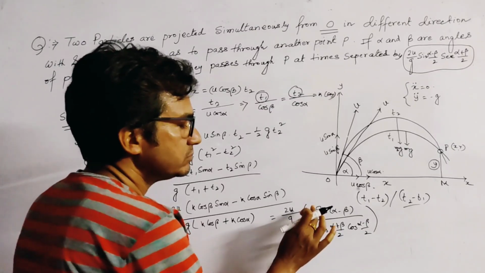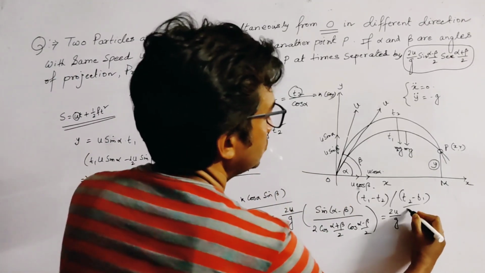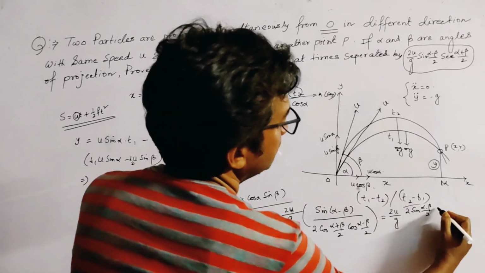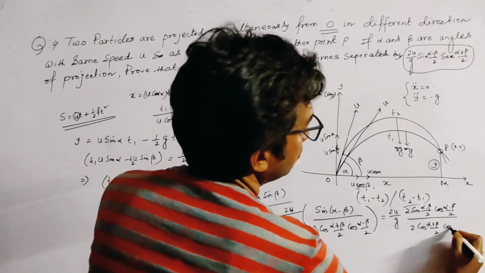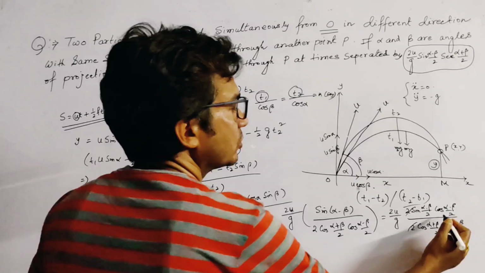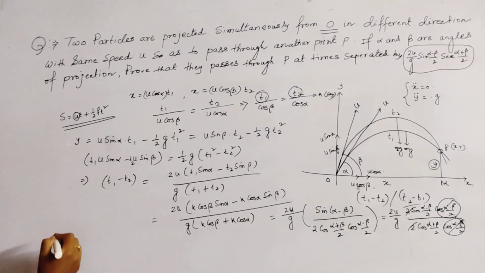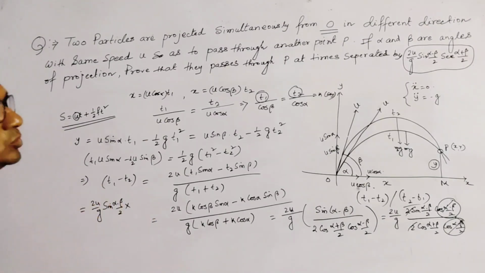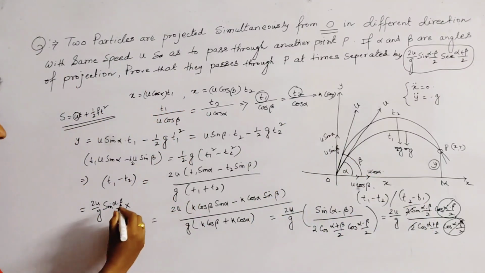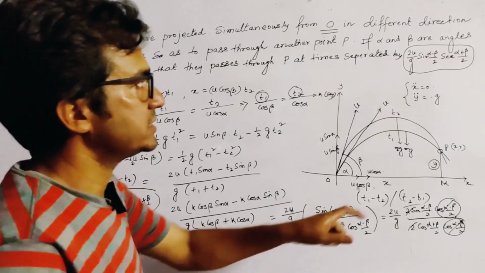Now if we apply the formula for sin 2 theta, then we get 2u by g into 2 into sin alpha minus beta by 2 into cos alpha minus beta by 2, divided by 2 into cos alpha plus beta by 2 into cos alpha minus beta by 2. The 2 cancels out, and cos alpha minus beta by 2 also cancels out. So our result is T1 minus T2 equal to 2u by g into sin alpha minus beta by 2 into 1 by cos, that means sec alpha plus beta by 2. Okay, and this is our required result.